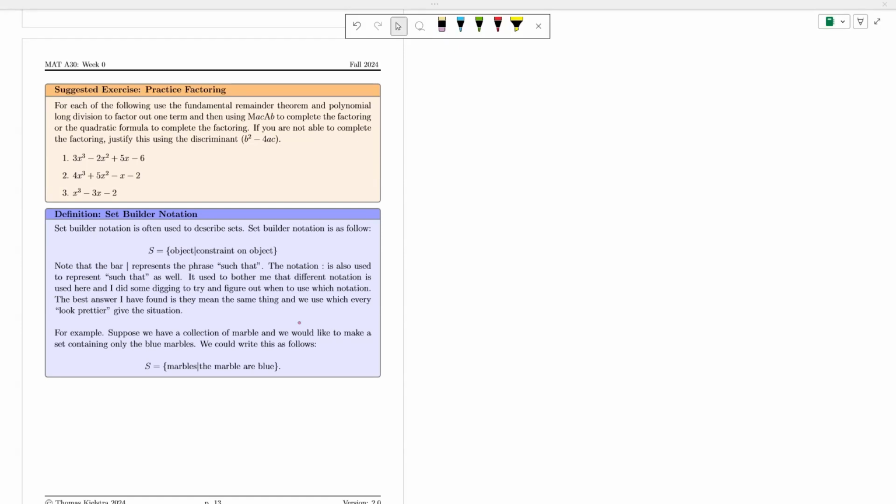Set builder notation is a way of defining sets, and we do two things. We use these closed brackets, or curly braces, to determine, hey, this is a set. Then we have this vertical line that separates our objects and the constraints on the objects.